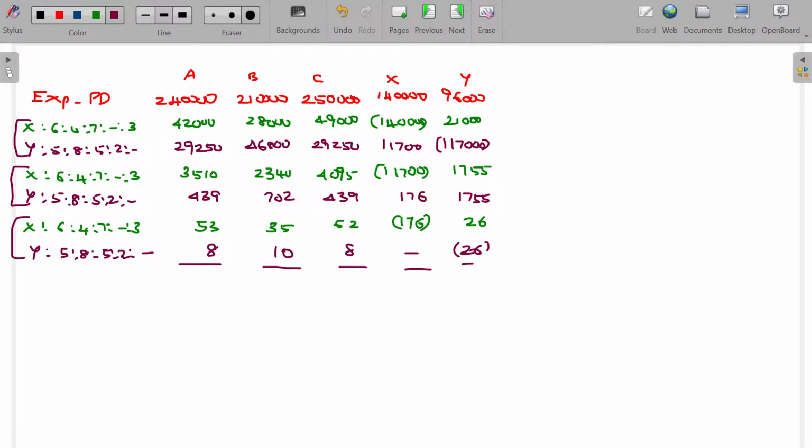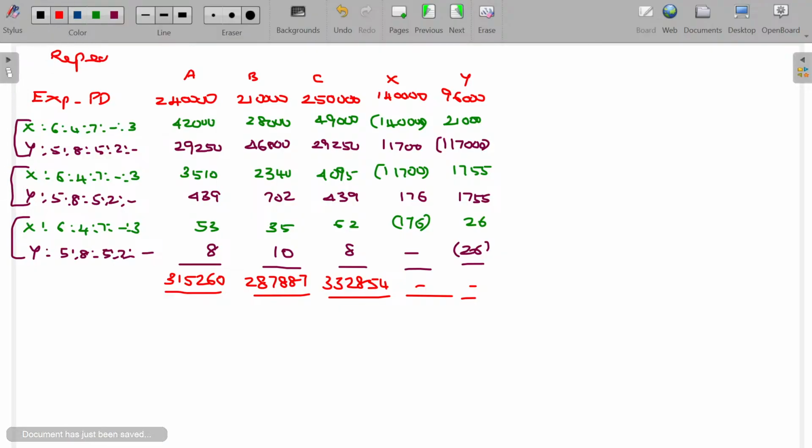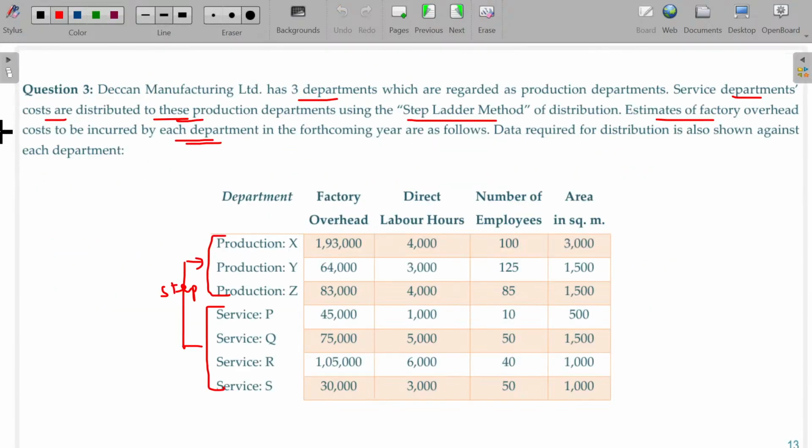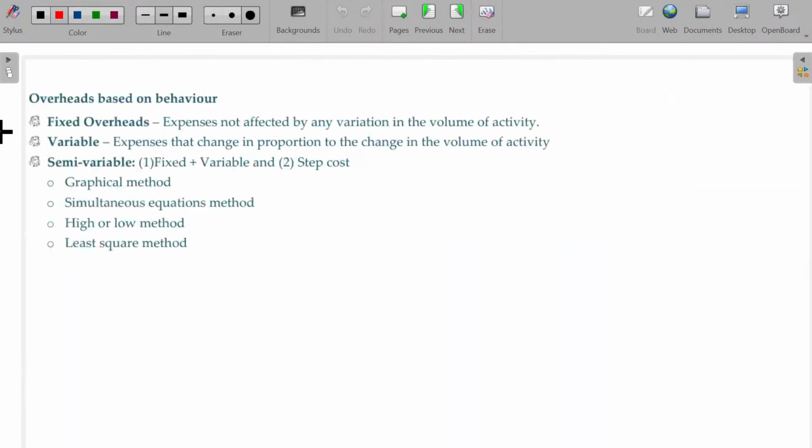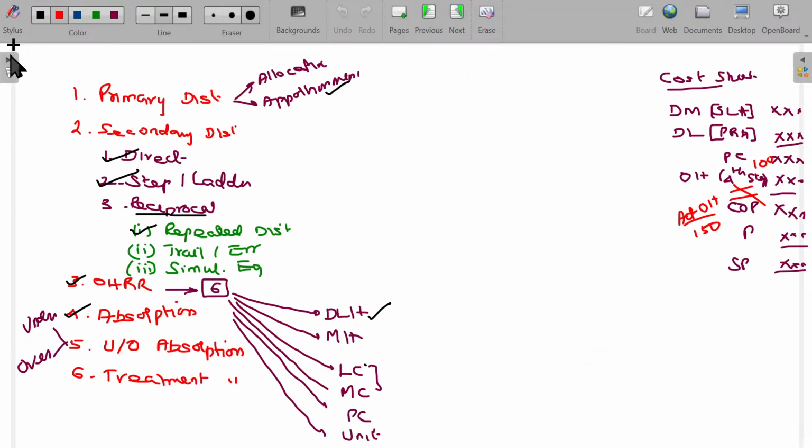Now, after this, the value being 3,15,260 for A, 2,87,887 for B, 3,32,854 for C, and the rest of the two are dash. This method is called repeated distribution method. We started with this one only in the very first comprehensive illustration. Is that clear?